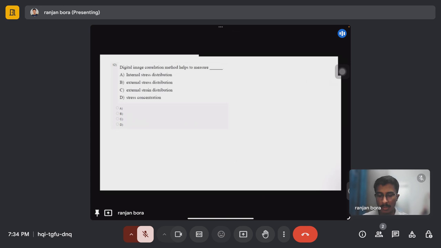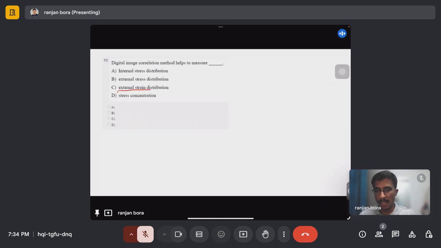Next question. Digital image correlation method helps to measure. So we use the digital image correlation method for strain distribution. You can see all three options are about stress concentration, but we only use it for the measurement of strain. So option C is correct.